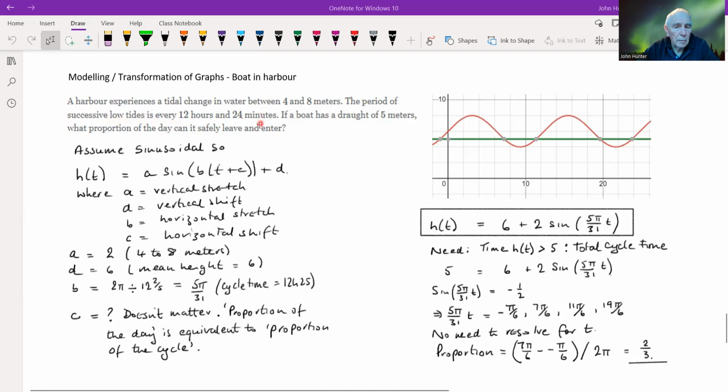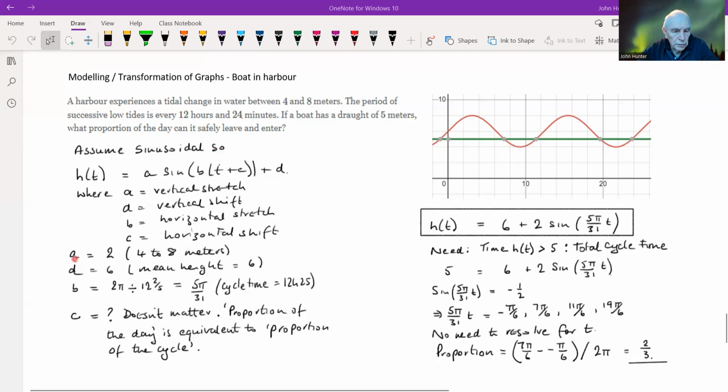What it doesn't say here, but we can assume, is that the rising and falling of the water level is sinusoidal. So the general form of this transformed function is: the height function of t is a sine(b t plus c) plus d, where a is a vertical stretch, d is a vertical shift, b is a horizontal stretch, and c is the horizontal shift.